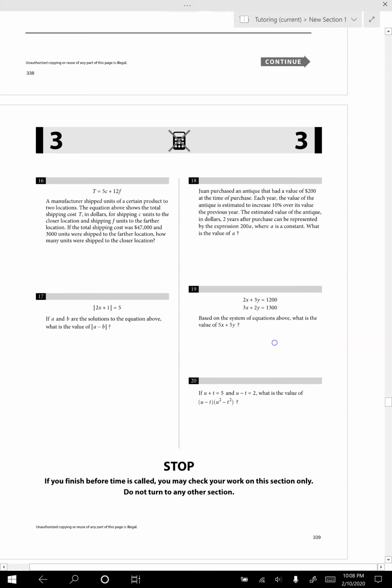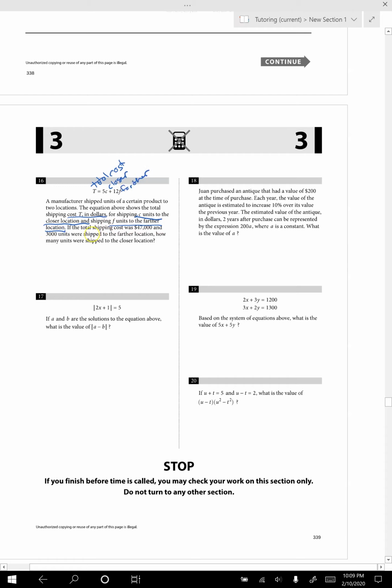Okay, number 16. We've got T, C, and F here in this equation as variables, so we want to pay attention to what those are for. A manufacturer shipped units of a certain product to 2 locations. The equation shows the total shipping cost T in dollars. Okay, so that's total cost for shipping C units to the closer location. Okay, so C means closer. And F units to the farther location. Okay, that means F means farther.